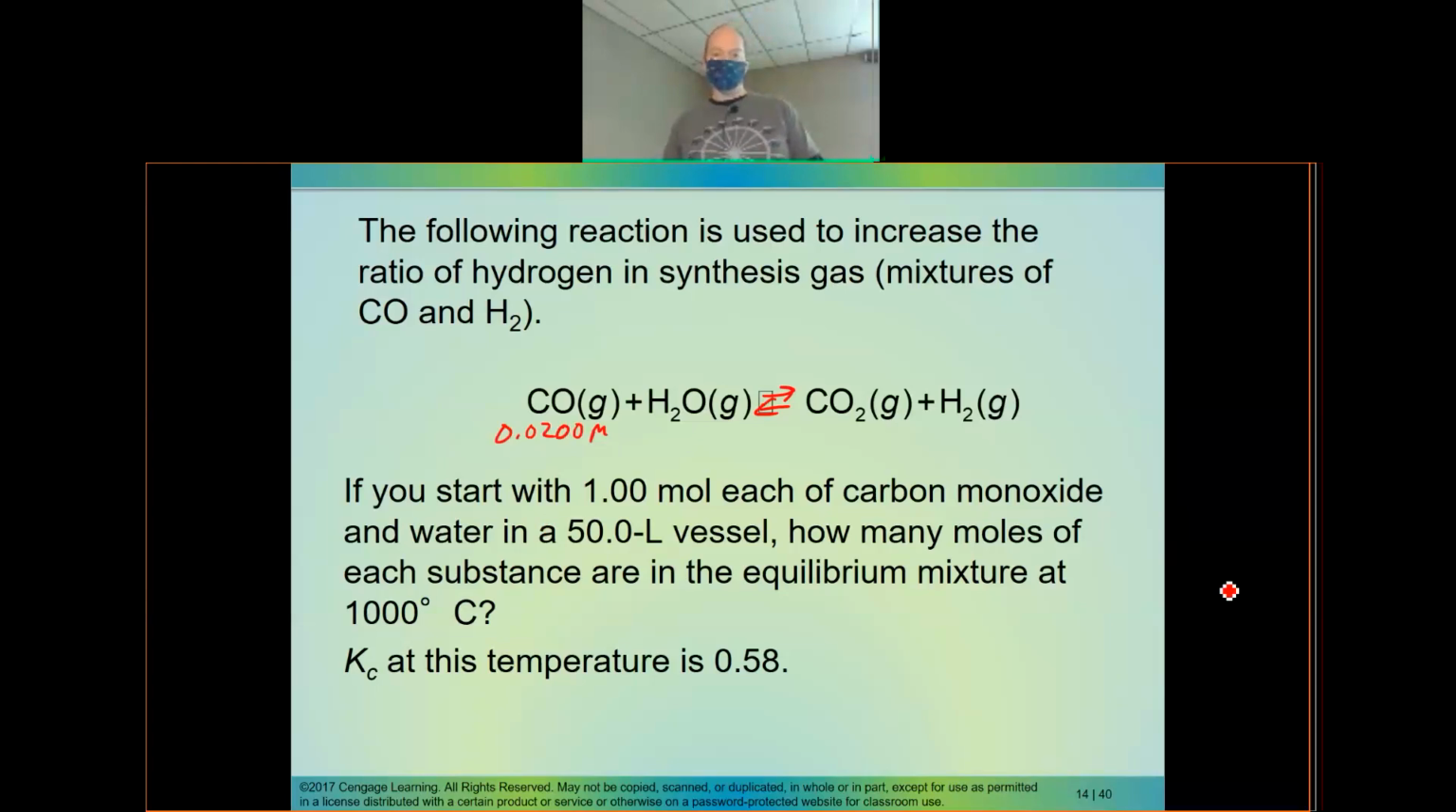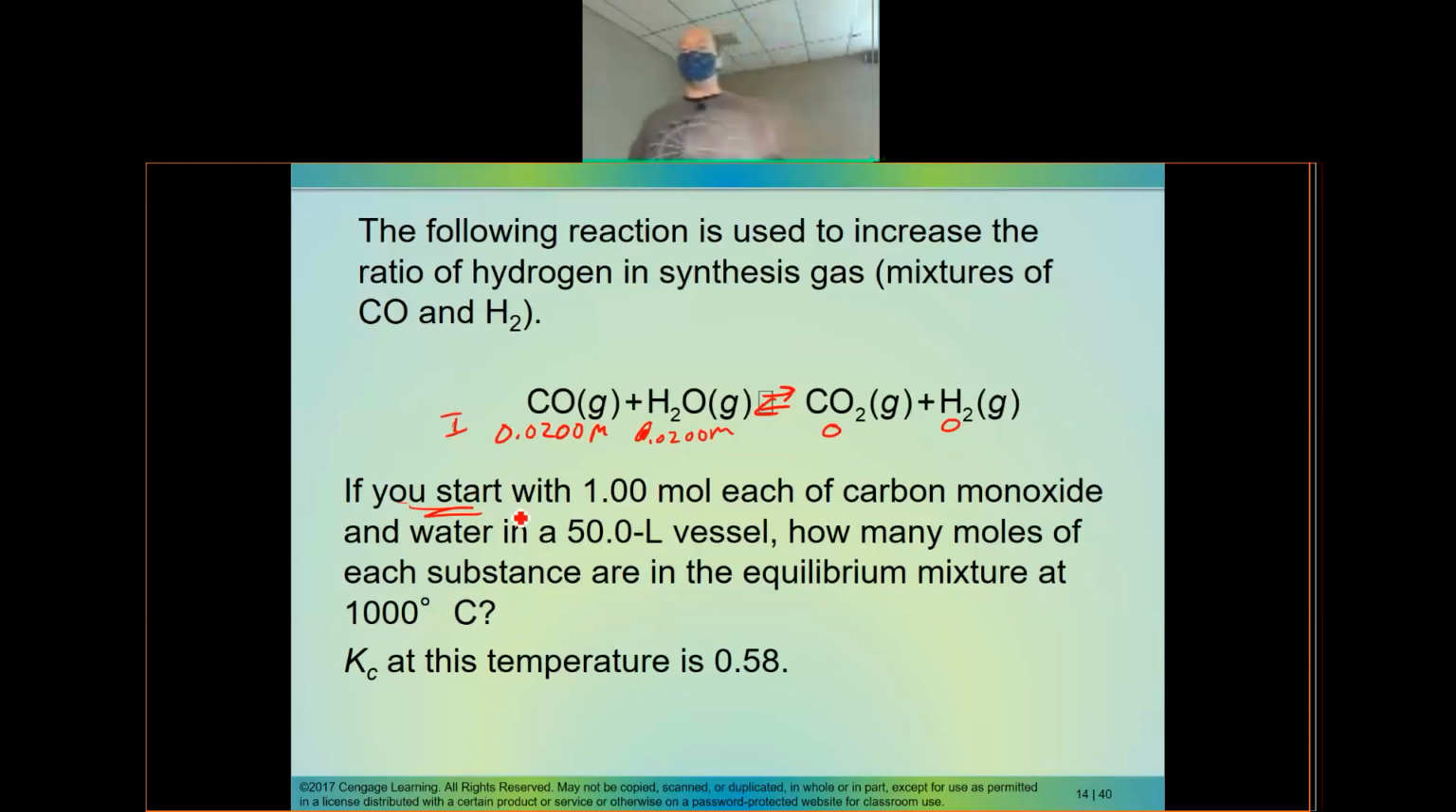So you have 0.0200 molar of CO, and 0.0200 molar of H2O. It didn't say anything about CO2, didn't say anything about hydrogen, so those are zeros. Again, it says if you start, so this is not at equilibrium, this is initial. So then you have zeros.